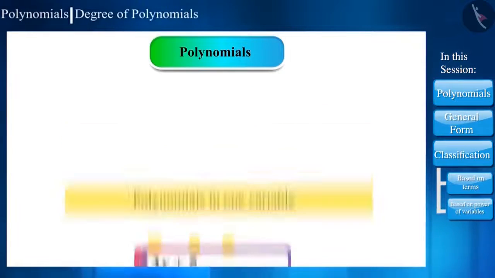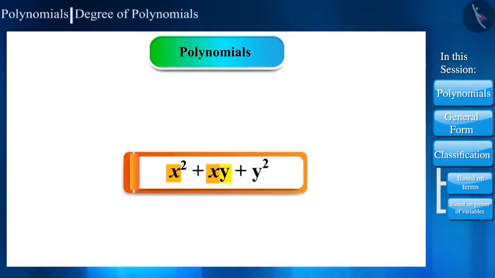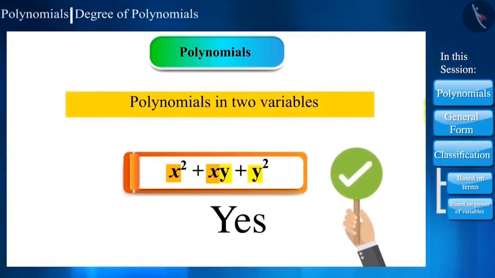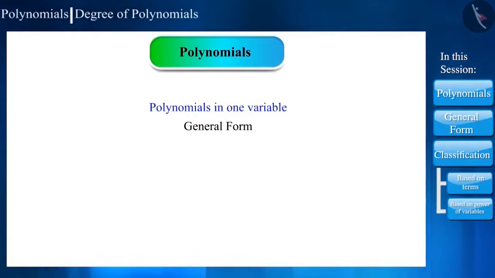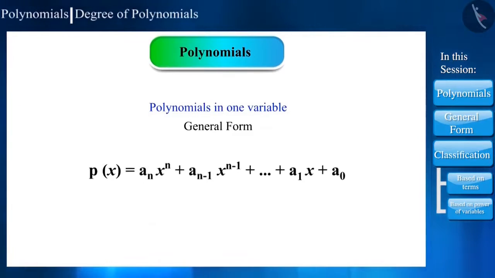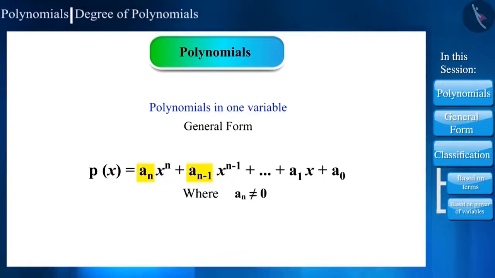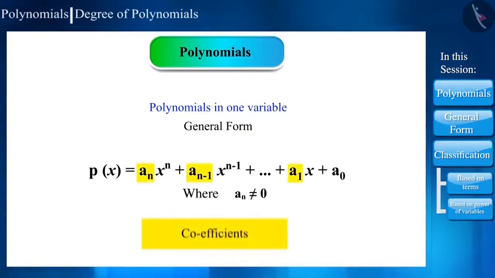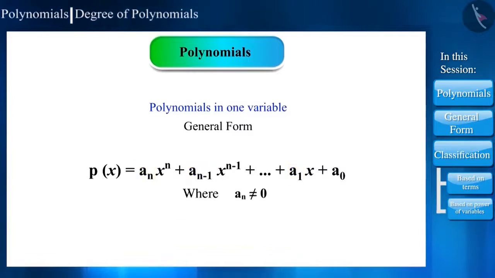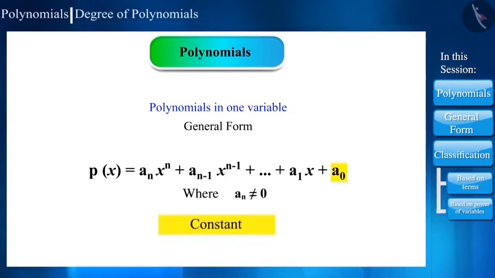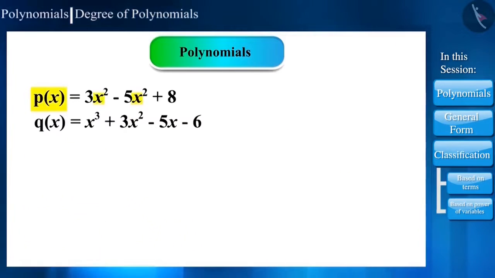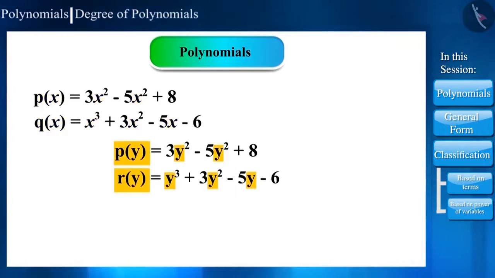Can a polynomial be in the form of two or more variables? Yes, but we will learn those polynomials in higher classes. General form of polynomials is expressed in this manner, where x is called variable, a_(n-1), a1 are coefficients, and a0 is a constant. Polynomials are expressed as p of x, q of x, or according to the variables p of y, r of y, or r of t, q of t.